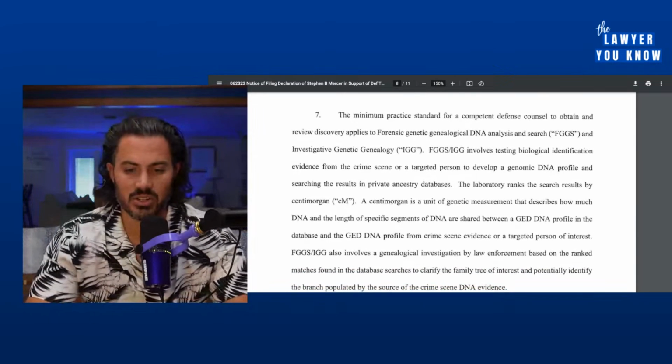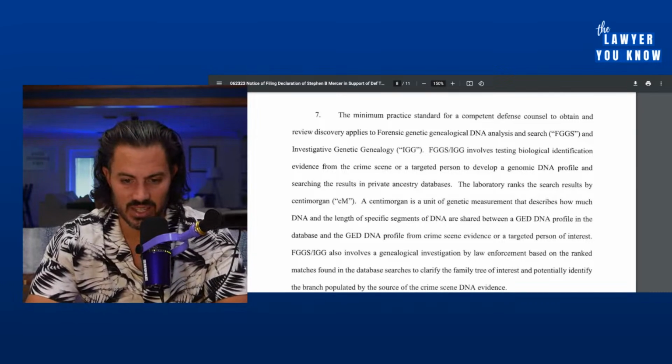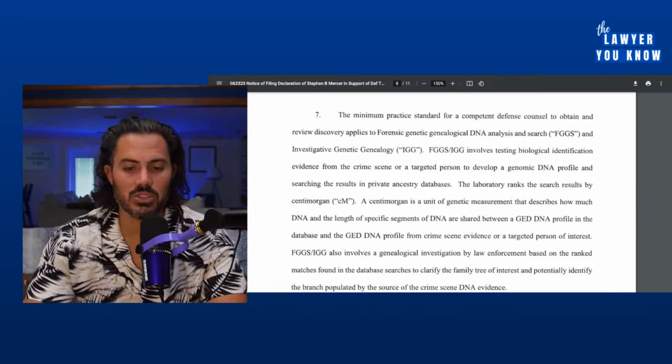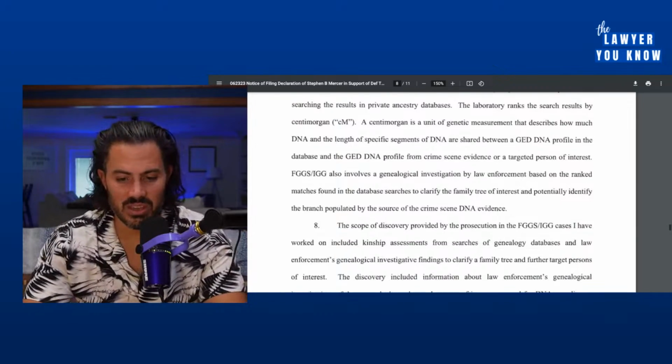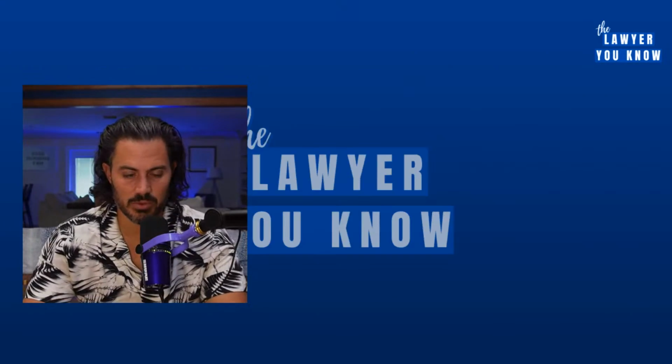The minimum practice standard for a competent defense counsel to obtain and review discovery applies to forensic genetic genealogy DNA testing. So he is saying these apply to what the defense is asking for, and you should give them to the defense. So that's what I wanted to read, the ABA guidelines here from this expert. All right. And the last document we are going to read together is Jay Logsdon's objection to the state's motion for protective order and an explanation of how the defense sees this case, what issues the defense sees in this case, and where we go from here.